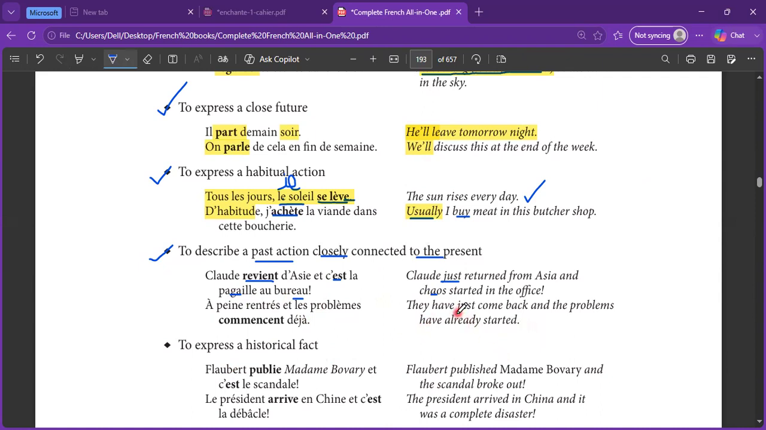Again, it doesn't mean they have just entered the door, but it's a kind of action in the past which is very closely related to the present. You can say it is not coming alone. They have just come back and the problems have already started. You need to relate it to the present somehow. Even in that case, you can use the présent de l'indicatif. You can see it is just usage as such. Commence déjà.